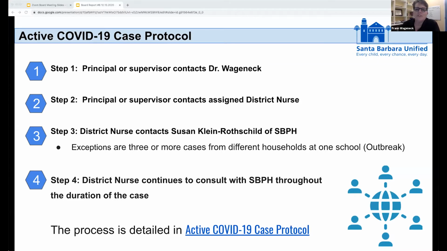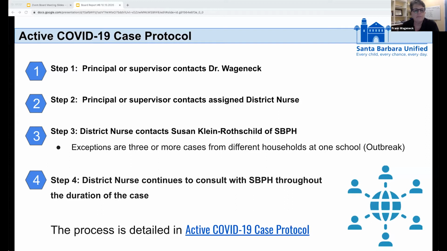A frequently asked question these days is what happens if a student or staff member is positive for COVID-19? And the answer is that our district will collaborate with Santa Barbara County Public Health when investigating exposures in our schools and in our workspaces. Our district nurses, who are all registered nurses, have been trained and will consult with Susan Klein Rothschild to determine the next steps needed, including case investigation and contact tracing.